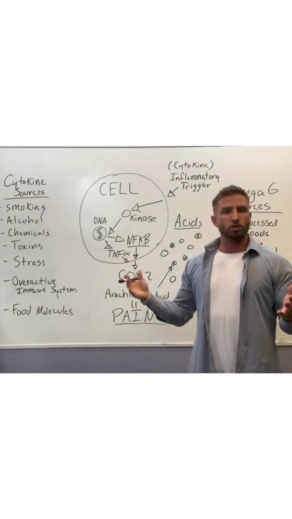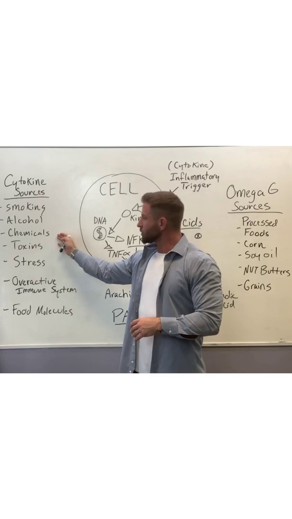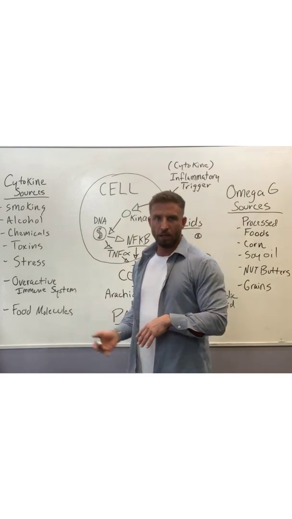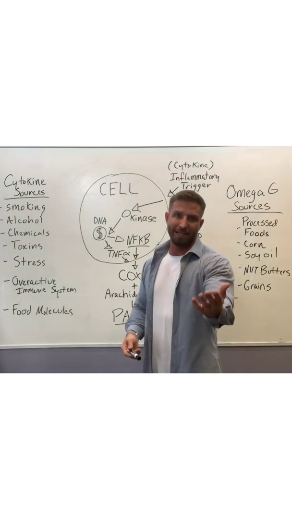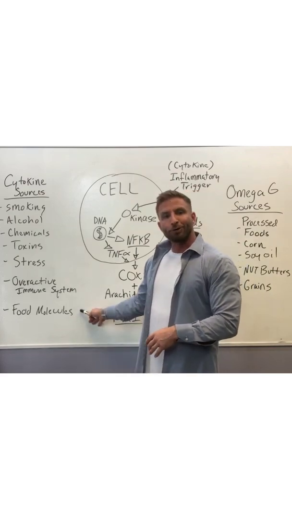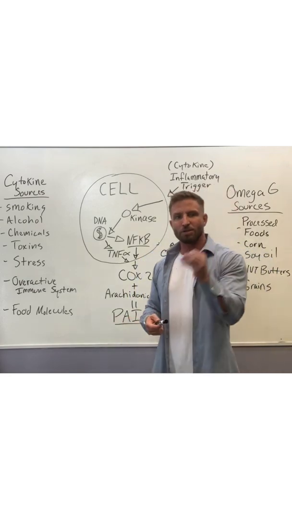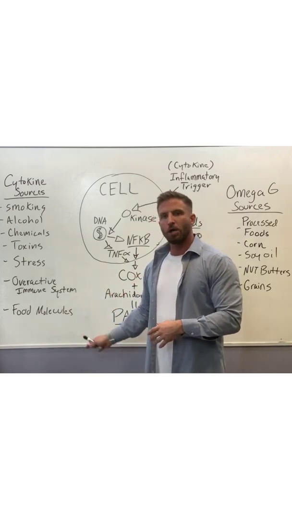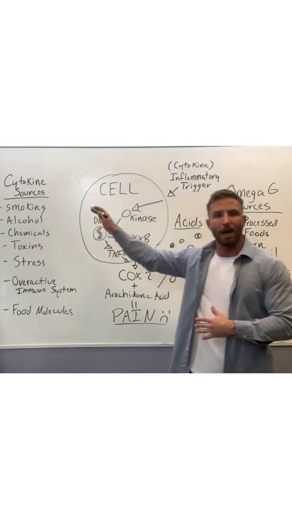What are sources of cytokines? Well, smoking, alcohol, chemicals, toxins, stress. This could be physical stress. This could be emotional stress. Overactive immune system, when the body's producing way too many white blood cells, like when you get sick or maybe your immune system's overreacting or over-responding to something. Food molecules. Your body, based on how its immune system's operating, can see certain food molecules as enemies, therefore turning up its activity, creating more cytokines. So this is just a quick list of them. There are plenty more. So this is happening all the time inside the body, okay?